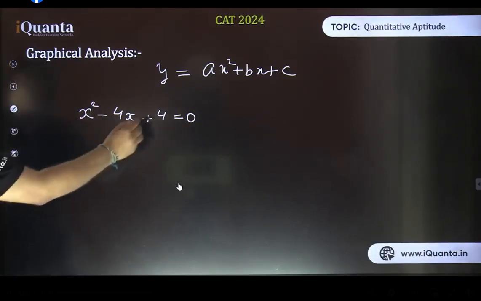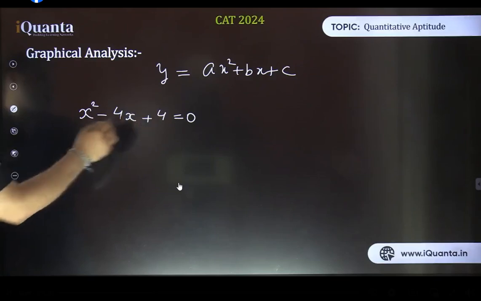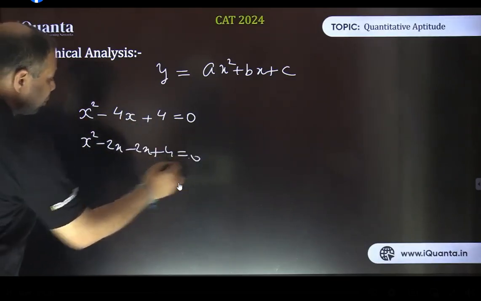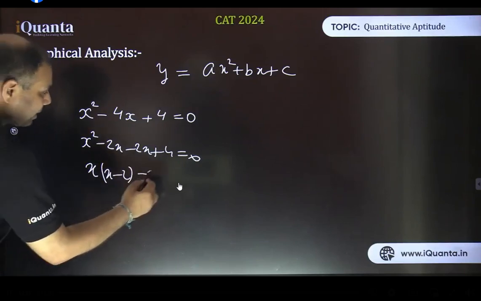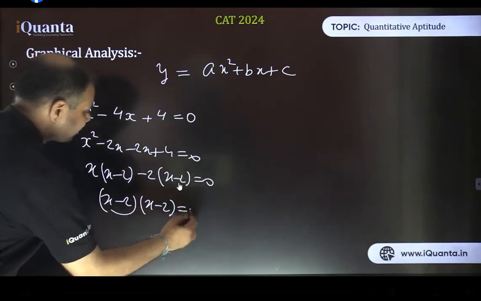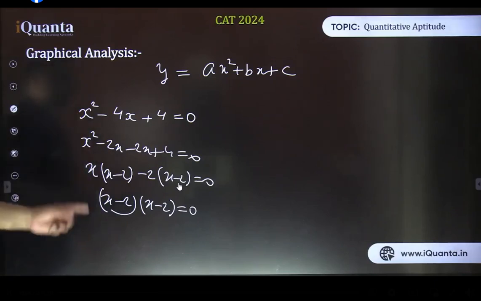If I split the middle term, I wanted the product to be positive 4x square, so minus 2x will do the work. So x square minus 2x minus 2x plus 4 equals 0, which means x times x minus 2 minus 2 times x minus 2 is equal to 0, which means x minus 2 into x minus 2 equals 0. There is the first method, if you remember, splitting the middle term or completing the square.